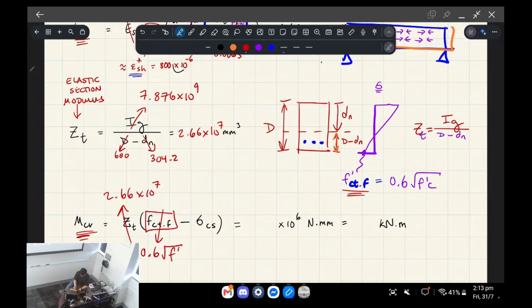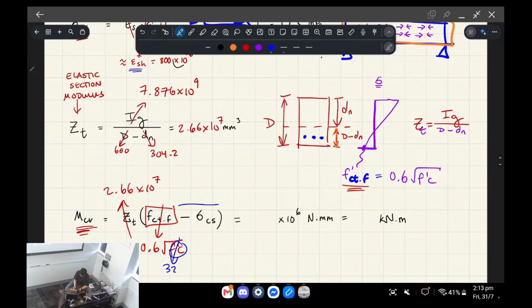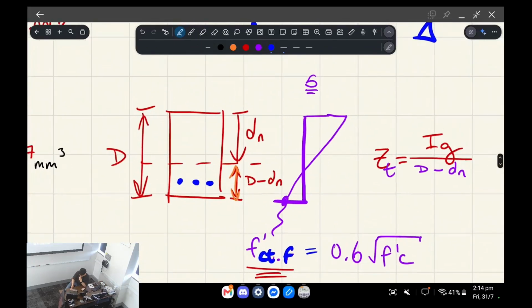As I mentioned a second ago, f'c was given to us as 32 MPa. However, what we're going to do is subtract off the stress caused by shrinkage, the shrinkage tensile stress, and that was 1.63. The idea is if you have tensile stresses, it's going to cause your beam to fracture sooner than you expect. So in other words, it's basically going to fracture here instead.